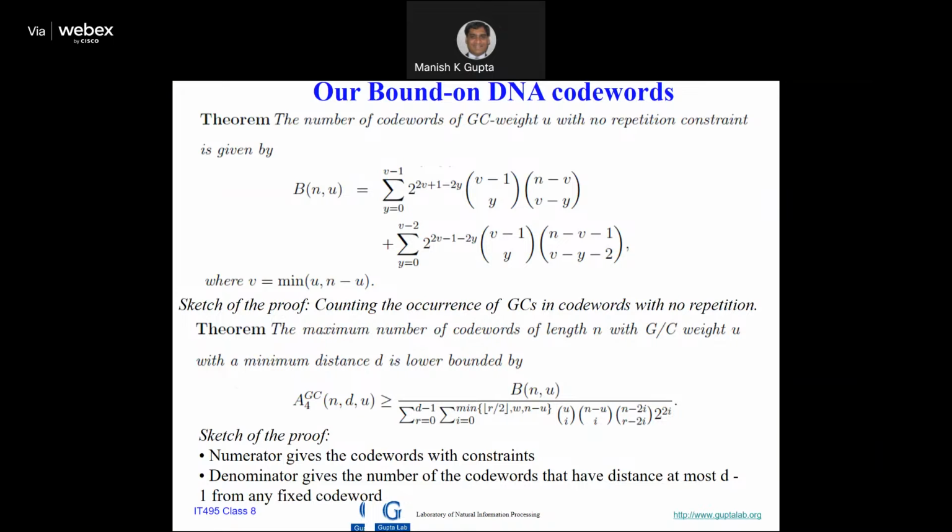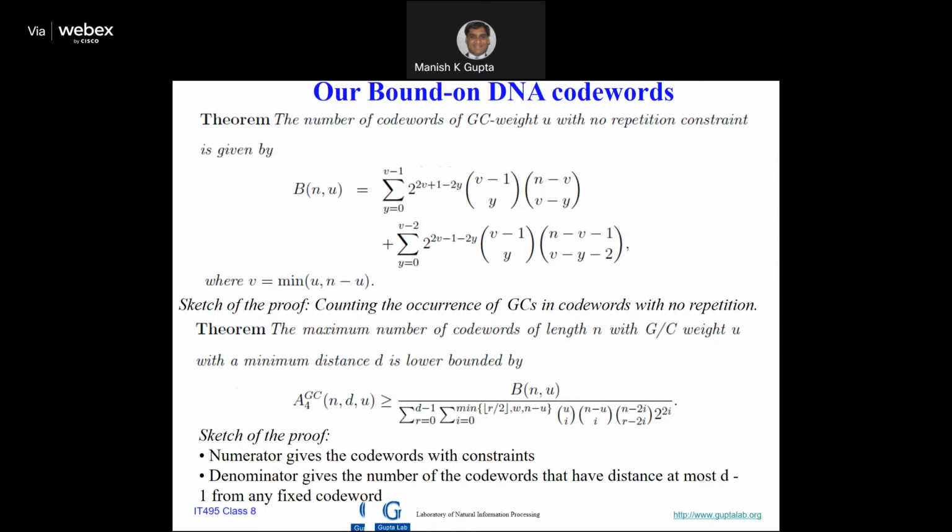Once we count this, the minimum number of code words of length n, GC weight U and minimum distance d is bounded by this. When we put the constraint of d, these things are bounded by this number. So this is an important thing, and I think probably we can simplify this.